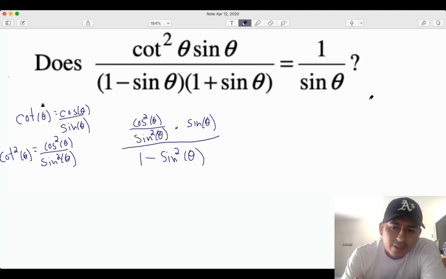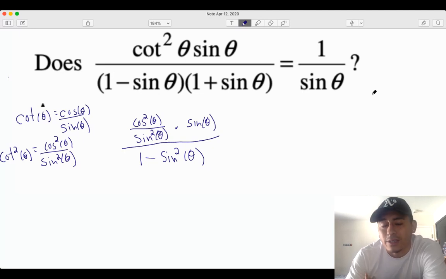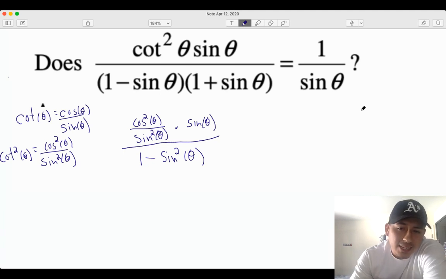All right, and so you may be thinking, why are we doing this? It just looks like we're plugging things in and not really going anywhere. But trust the process, we're getting there. Now let's focus on the denominator. In the denominator, I have 1 minus sine squared of theta. I want you to think, where have we seen this expression before? Because we definitely have seen it before.